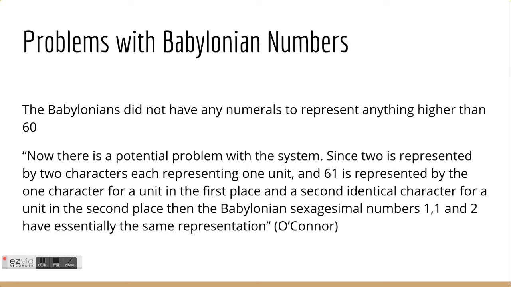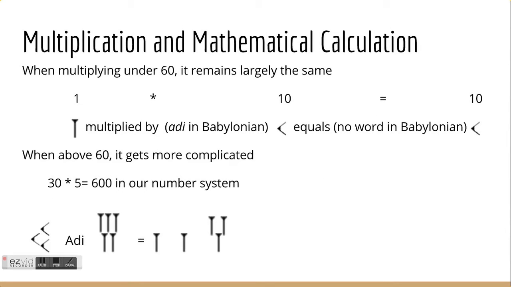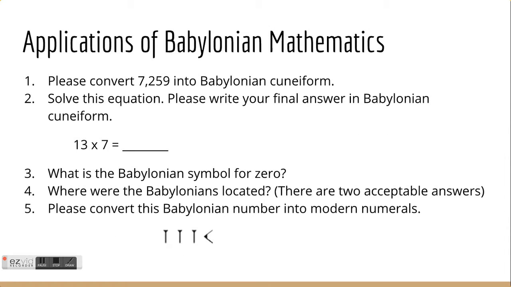The Babylonians did not have any numerals to represent anything higher than 60, so space and context becomes extremely important, as you could see in some of our previous digits. When multiplying under 60 in Babylonian, it largely remains the same. When it gets above 60, it gets a little more complicated because the tens and singles places become 60s and less than 60.